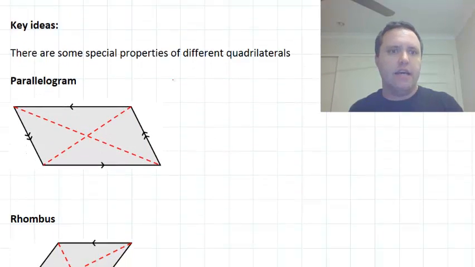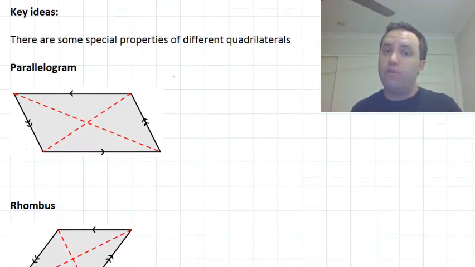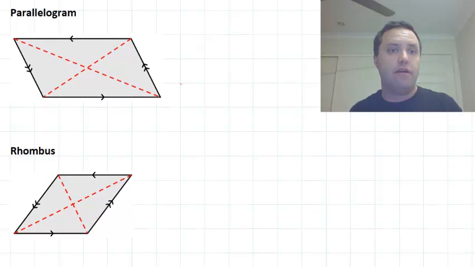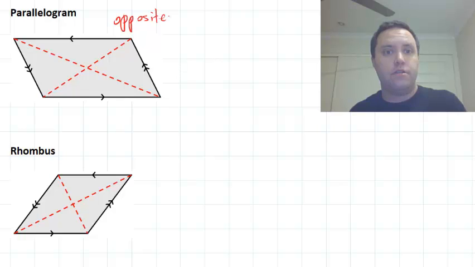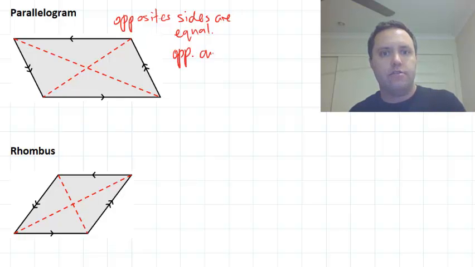So some key ideas. There are some special properties of our different quadrilaterals that we've been looking at. Parallelogram: there are the obvious ones, that the opposite sides are parallel, so the opposite sides are equal. What else have we got? The opposite angles are equal. And the diagonals bisect each other.